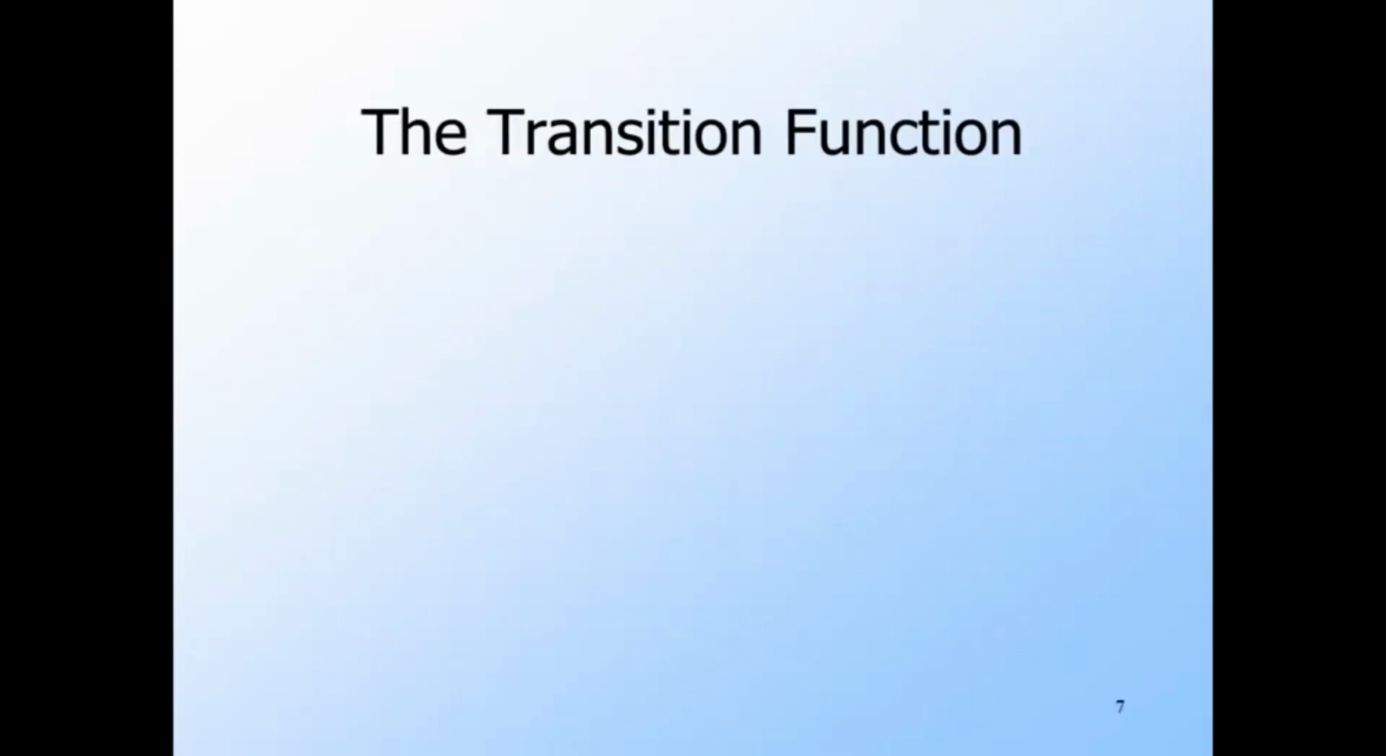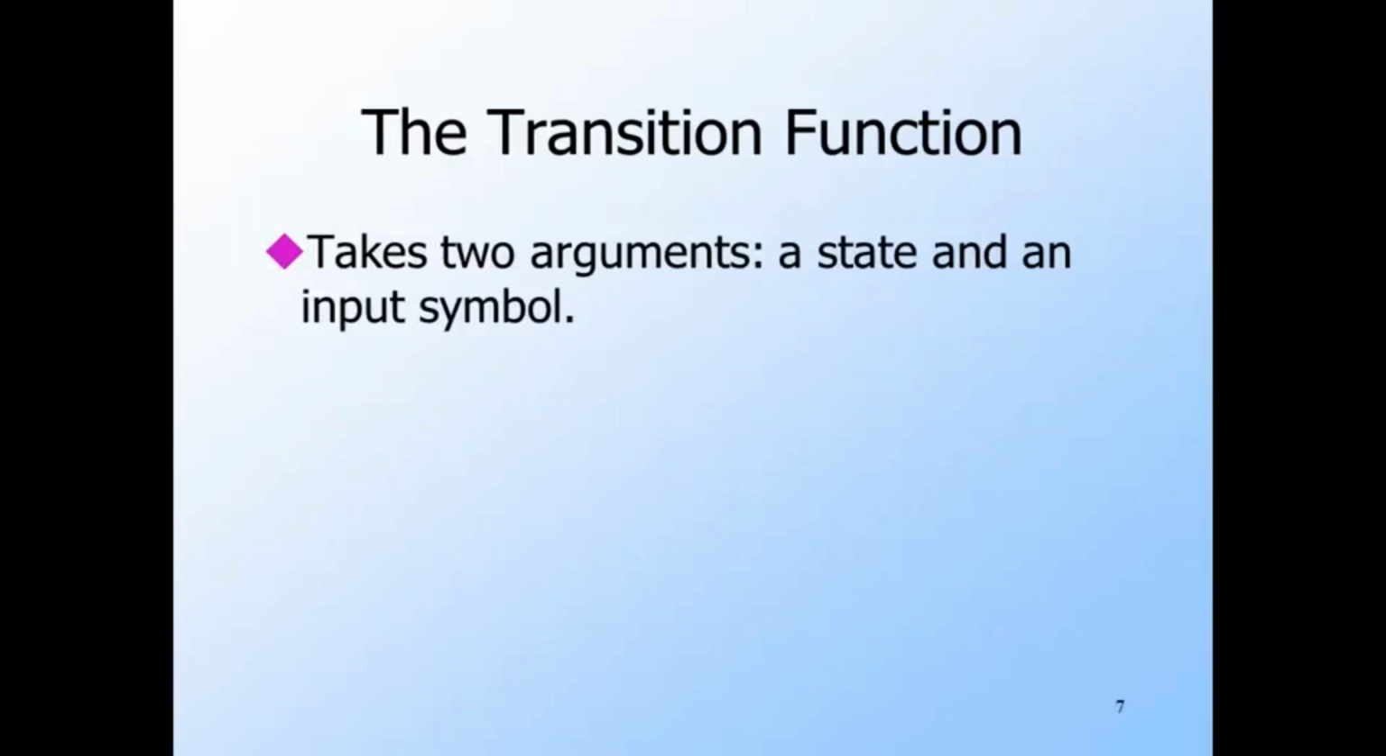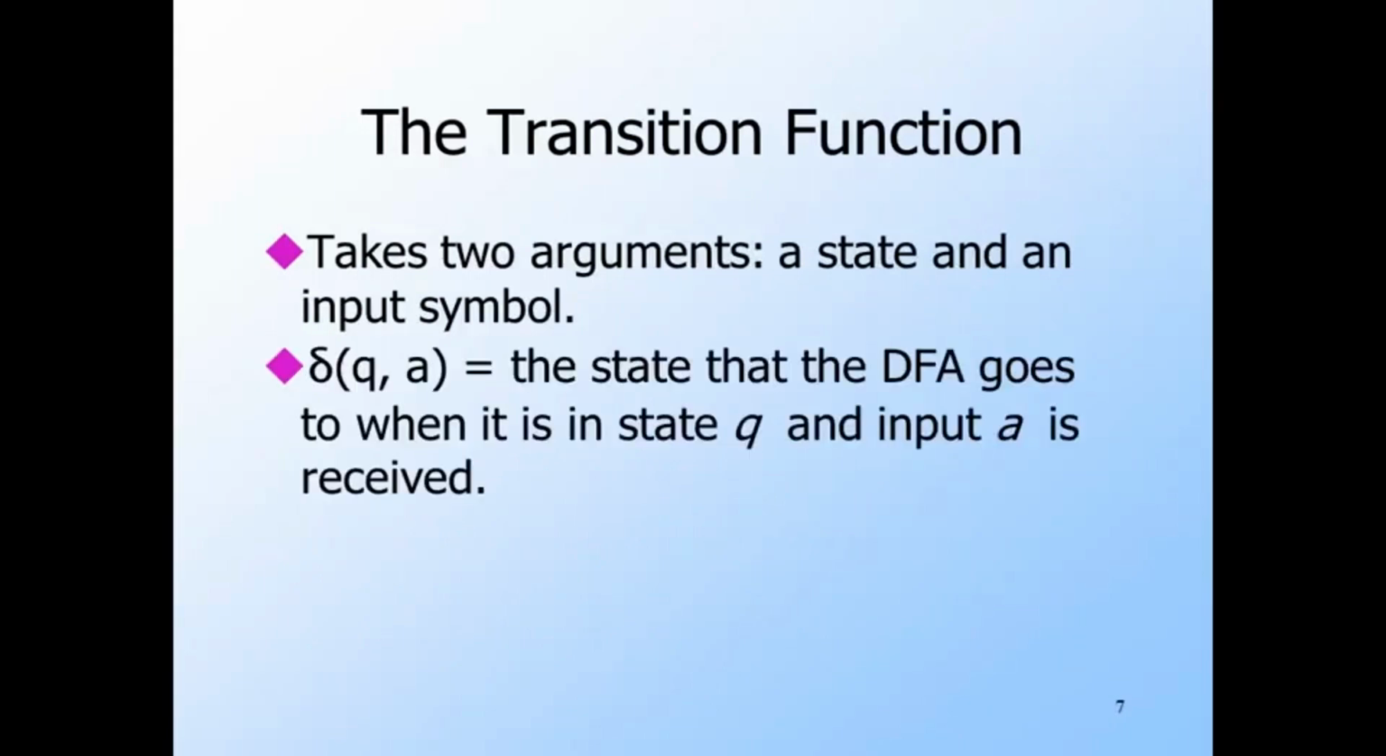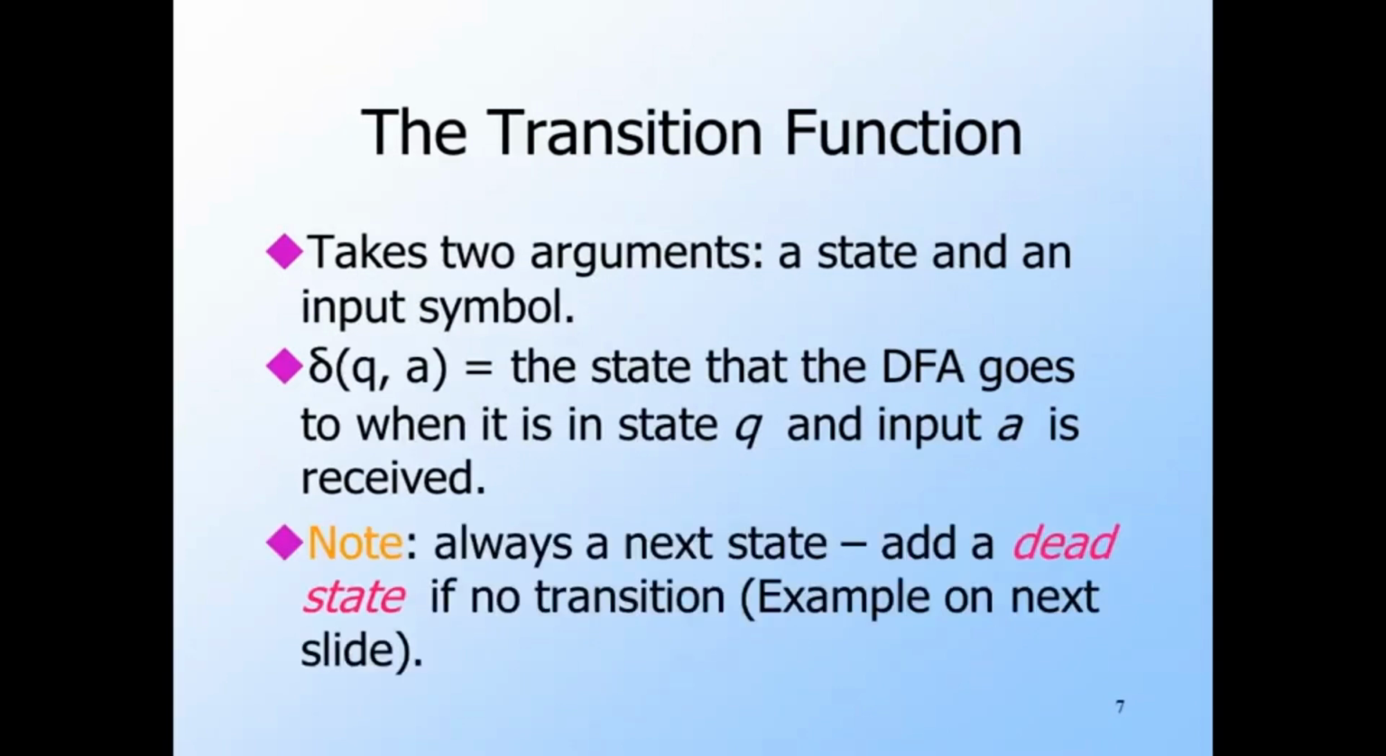The thing that makes the automaton work is the transition function. This function, usually denoted by delta, takes 2 arguments, a state Q and an input symbol A. It gives you back the state that the automaton goes to when it is in state Q, and the next input symbol to arrive is A. The function delta is total. That is, it has a value for every state and symbol.